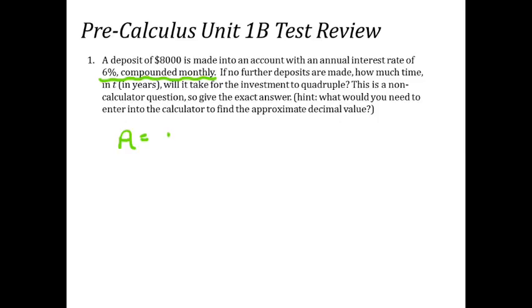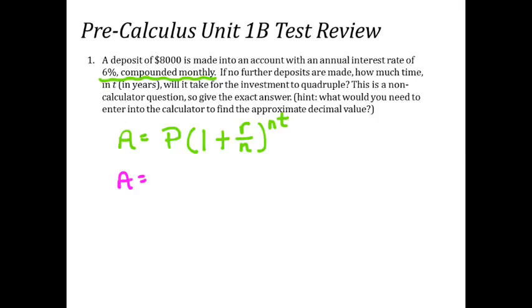The amount of money in our account is going to be equal to the principal times 1 plus r divided by n raised to the nt power, where n is the number of times it's compounded, r is the rate, t is time, and p is the principal or the original amount of our money. So we can substitute values into this formula.